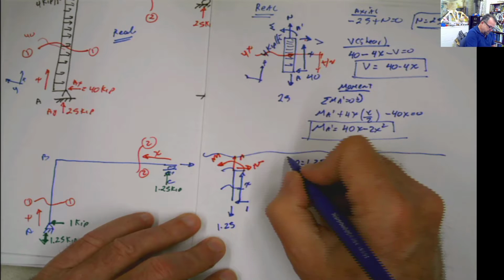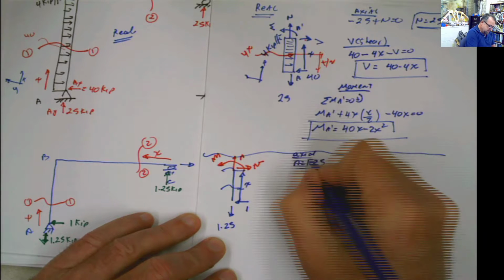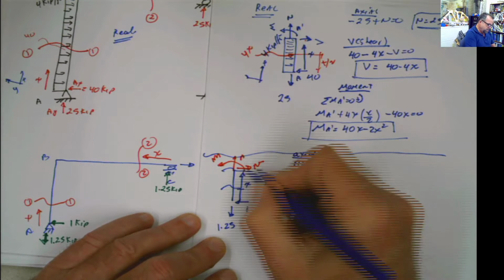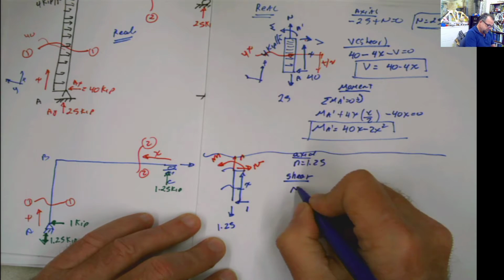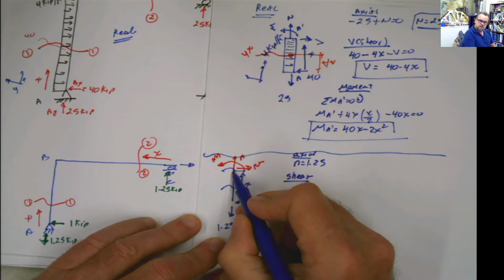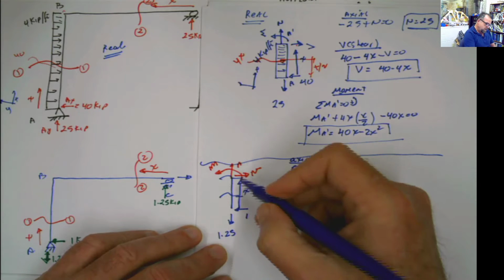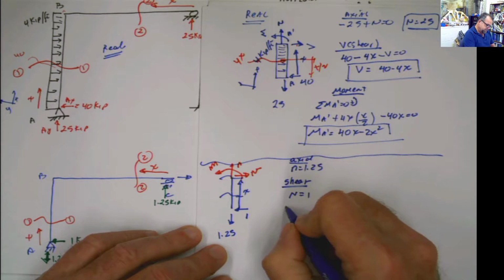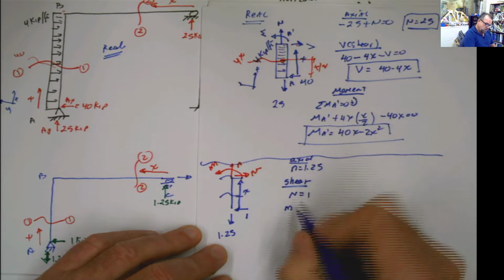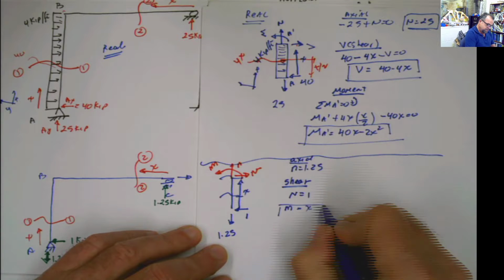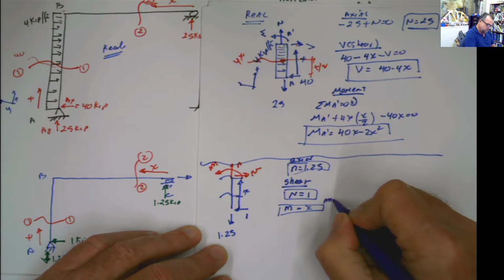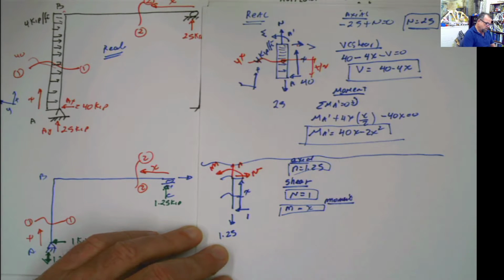And you can put here if you want to. This is the axial. Now this is the shear. For the shear, what do you have? V equals 1. And for the moment, if you do summation of moments at this point, which we called A prime, then you have positive m minus 1 times x equals 0, so m equals x. There you go. And this is the moment, the moment for the virtual.